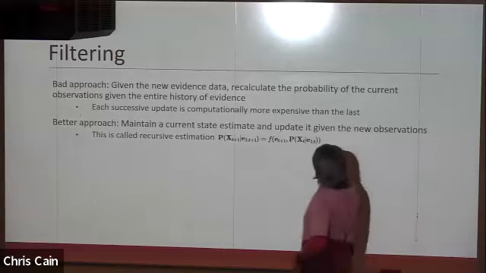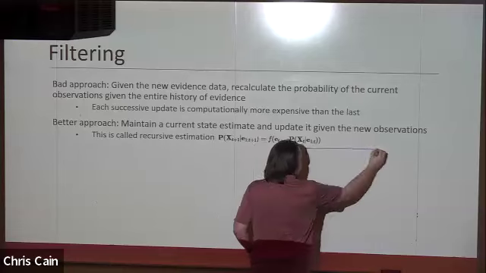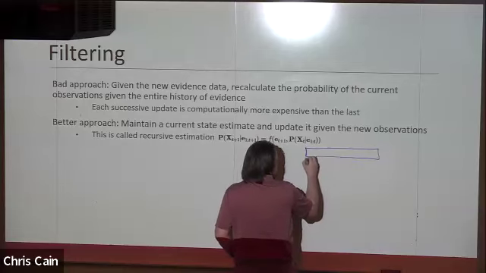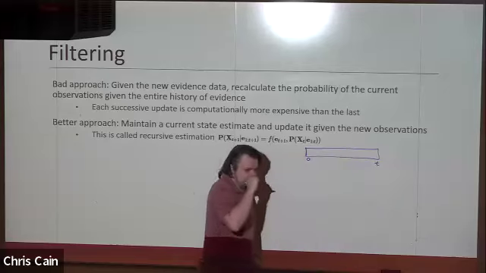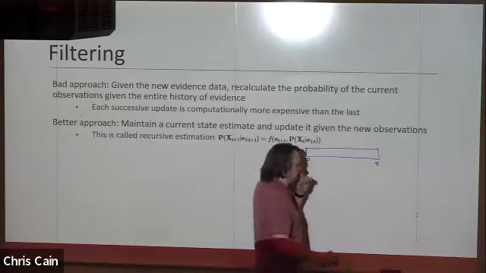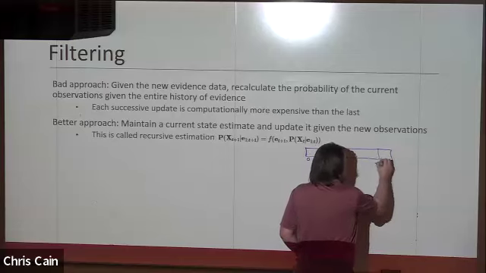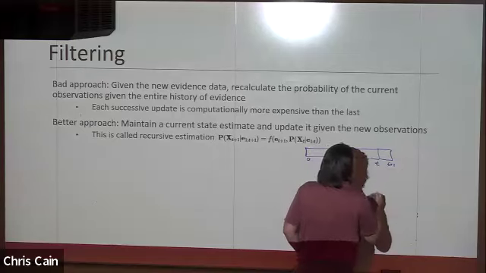Let's give this an example. So here is our history. We start at time 0 and we get up to time t. This is just our history of rain or not rain or whatever else we have. And then there's one new data point at time t+1.